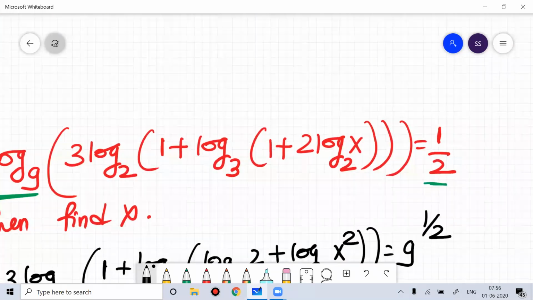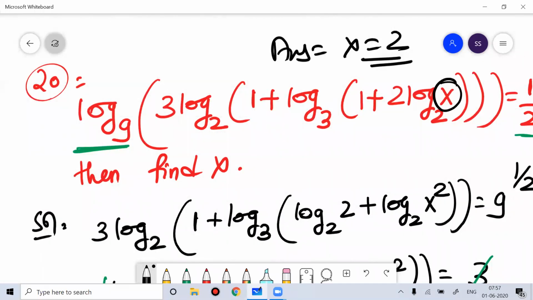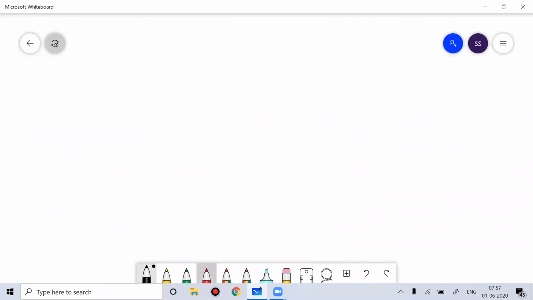If you noticed in this problem, x can't be negative. Okay, so minus is not possible. The answer of x is equal to 2. That is the answer. Find x. The value of x is 2. Clear, right? Good question. Not difficult, but yeah, it is a good question.